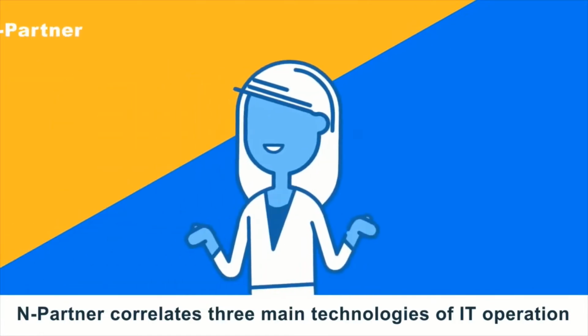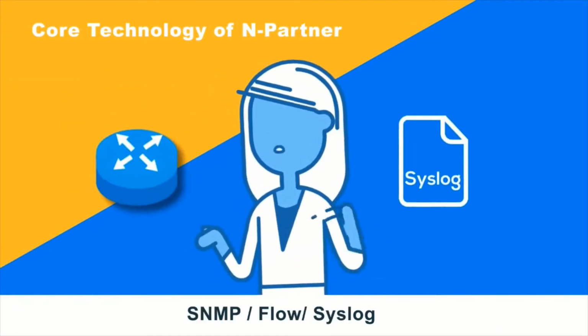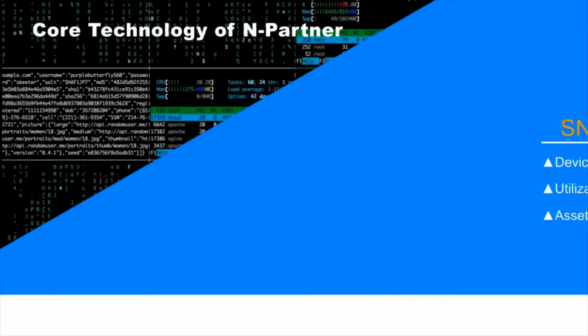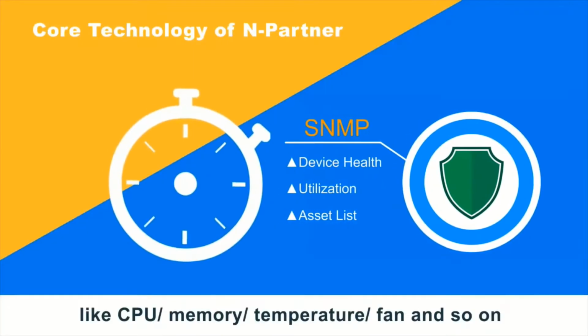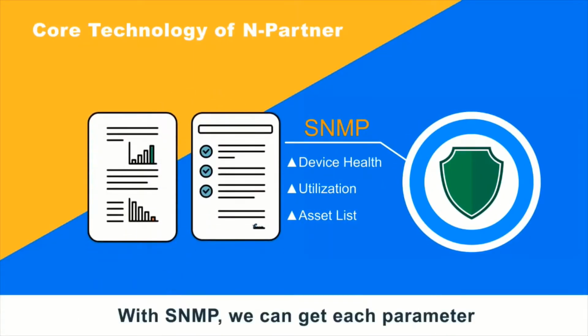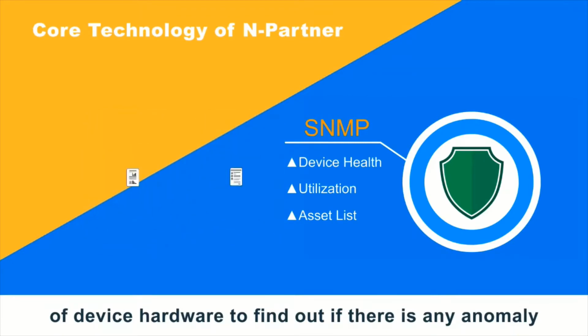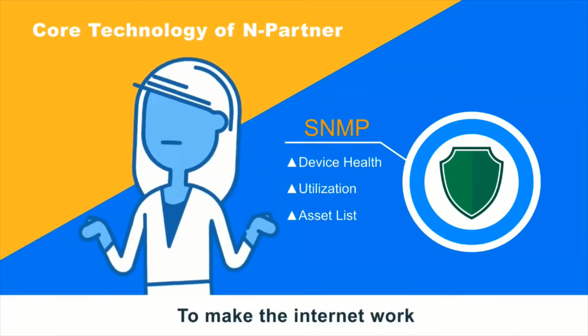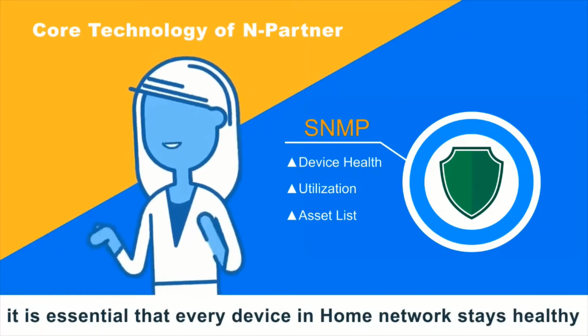mPartner correlates three main technologies of IT operation: SNMP, Flow, and Syslog. SNMP is mainly for device health monitoring, like CPU, memory, temperature, fan, and so on. With SNMP, we can get each parameter of device hardware to find out if there is any anomaly. To make the internet work, it is essential that every device in the home network stays healthy.